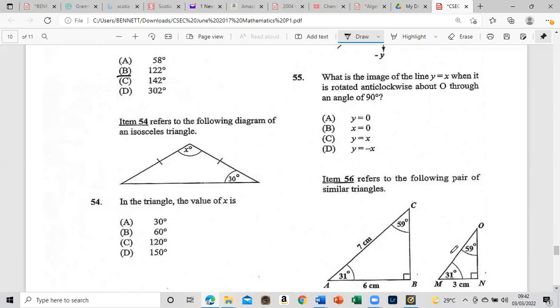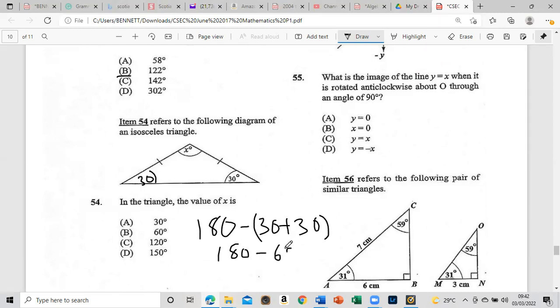What is the value of x? So this is 30. You know that every triangle adds up to 180 degrees. So we add this and this. That's 60. So we subtract 60 from 180 and we get 120. Alright, let's move on to 55.